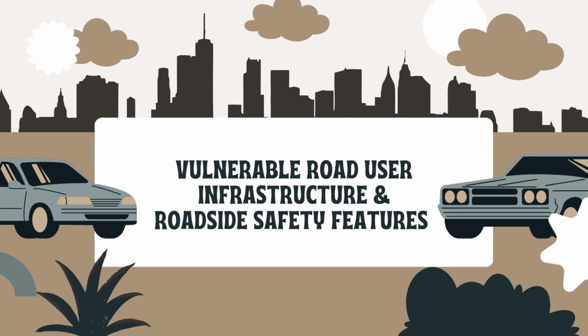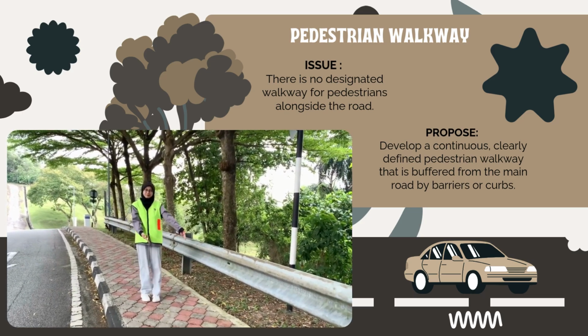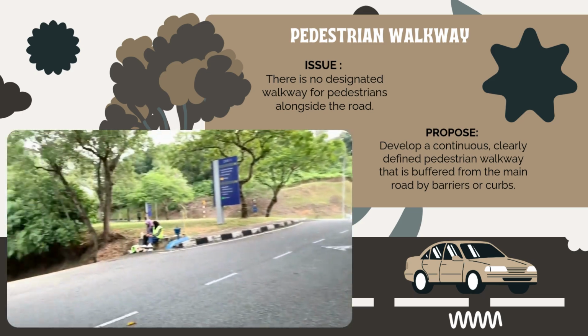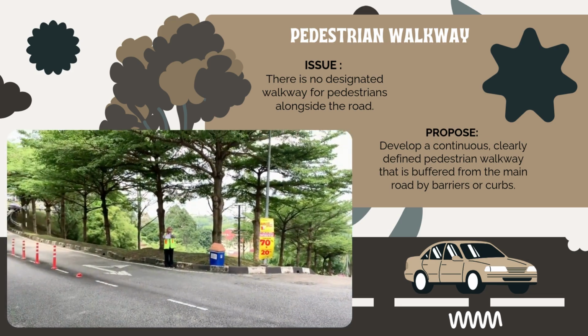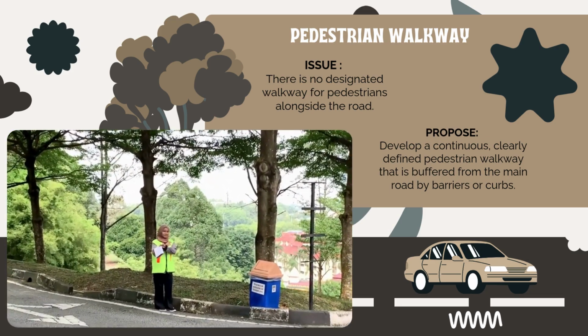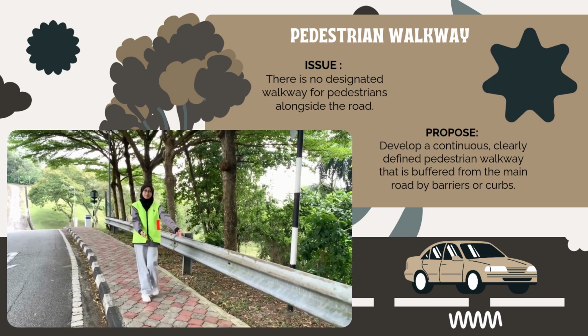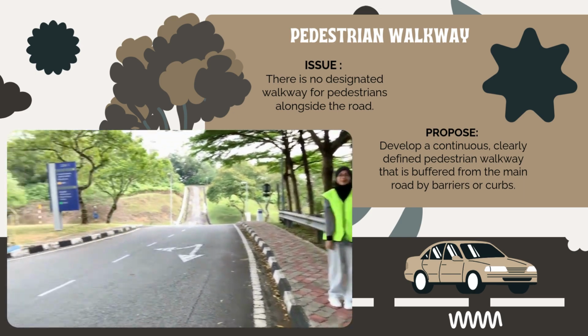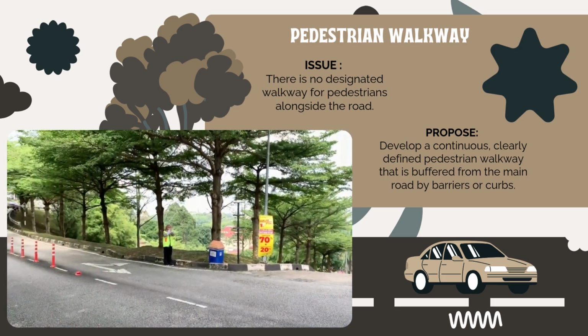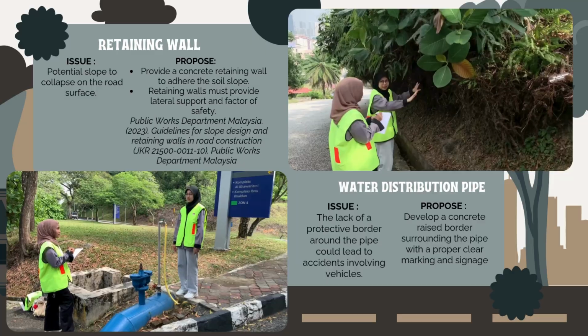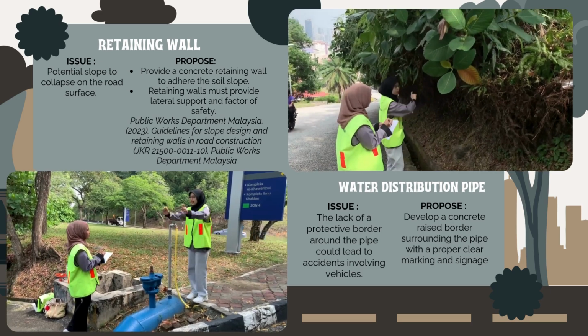The next one is vulnerable road user, infrastructure, and roadside safety features. For the first one is pedestrian walkway. The issue is there is no designated walkway for pedestrians alongside the road. So we need to develop a continuous, clearly defined pedestrian walkway that is buffered from the main road by barriers or curbs.